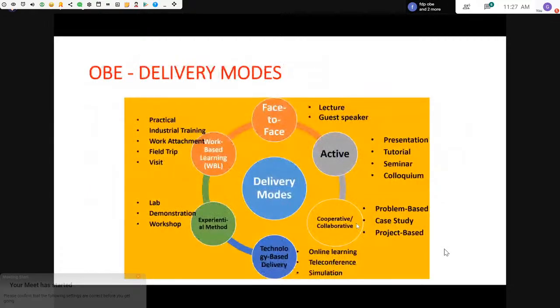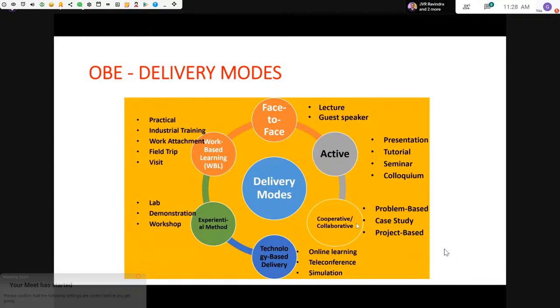The next one is the delivery modes. There are several delivery modes that we have to really understand. The major point is face to face. That's what we have been doing for a long time, right? So you go to the class and you explain, and then come back. The second point is active: some kind of presentations, tutorials, seminars, colloquiums. And the third one is cooperative and collaborative.